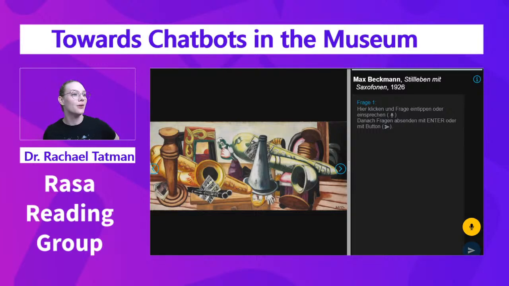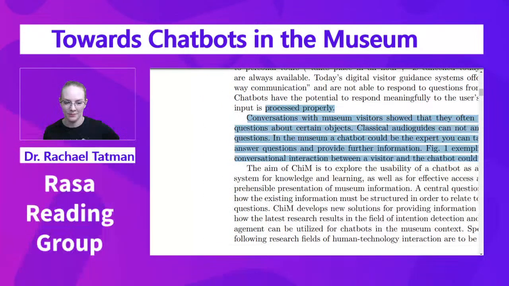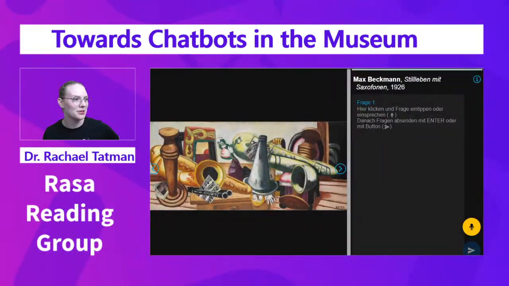Anyway, so let's learn more about the chatbots. Conversations with museum visitors show that they often have specific questions about certain objects. Classical audio guides could not answer specific questions. In the museum, a chatbot could be the expert you can take with you, answer questions, and provide further information. Figure 1 exemplifies the conversational interaction, we already read that. Just as an example, I don't speak German, so I can't test the system, but I bet a lot of people ask what music this is on the sheet music. Like if you played it, what would it sound like? Which you could do in a chatbot, right?